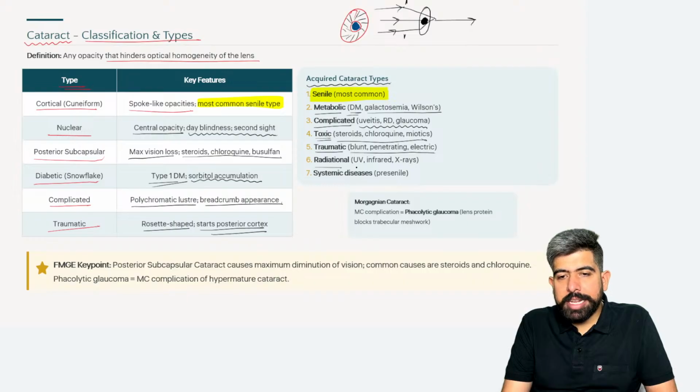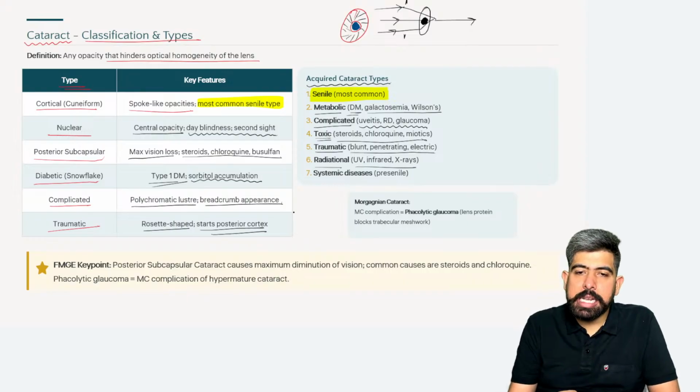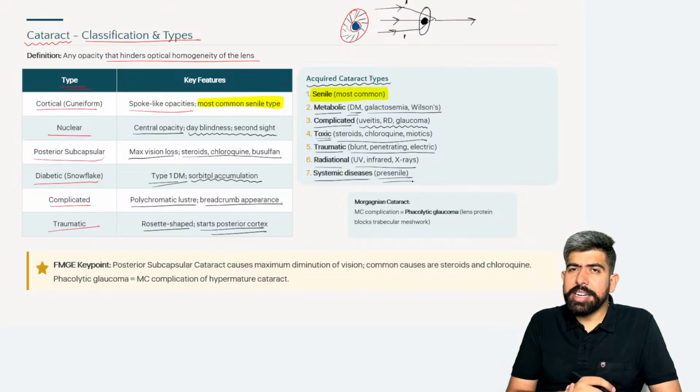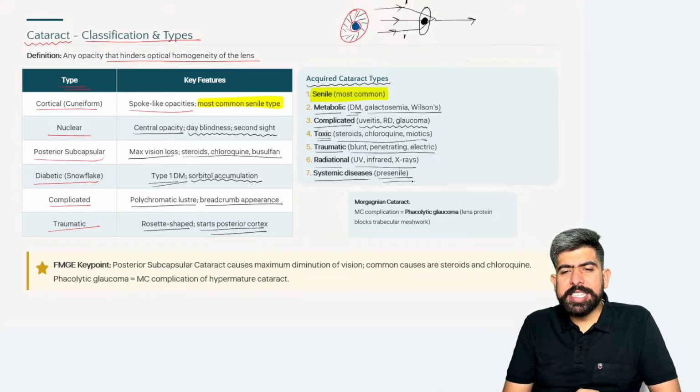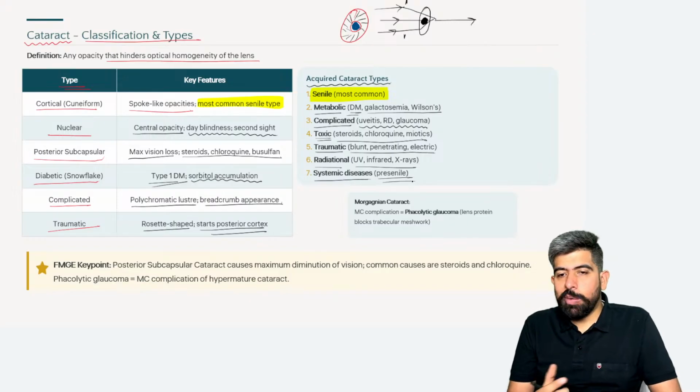Also, the radiational, by UV, infrared, or X-rays, they are also going to cause the radiational cataract. And also, with systemic diseases, there is what is called the presenile cataract. We say it is presenile because the patient is having the cataract before the age. So these are your acquired types of cataracts.